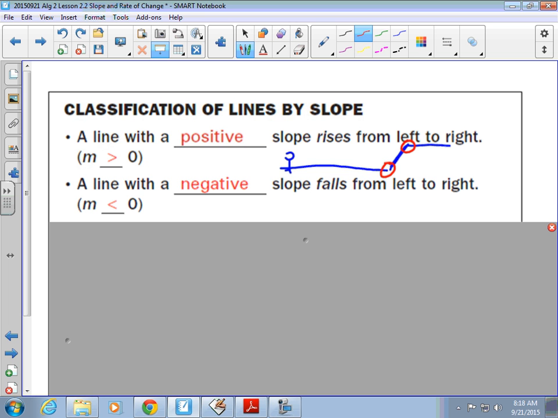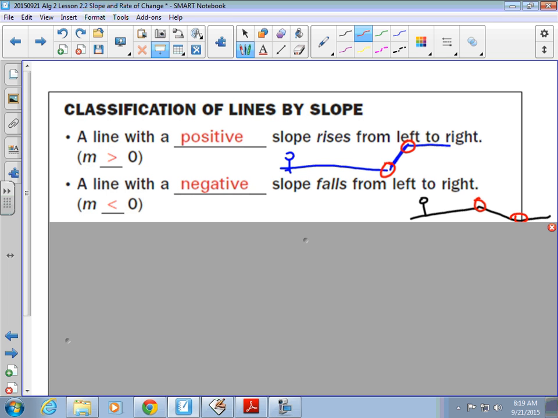A line with a negative slope falls from left to right. Again, same little man. When he's walking along the road, now it's going to fall. It's going to go down. Again, from left to right, it falls down.